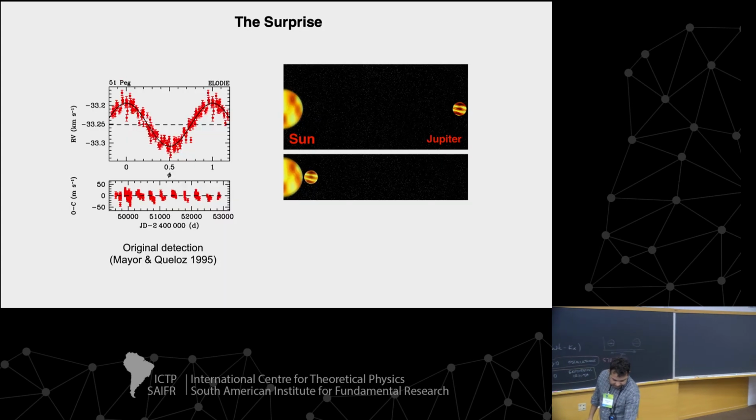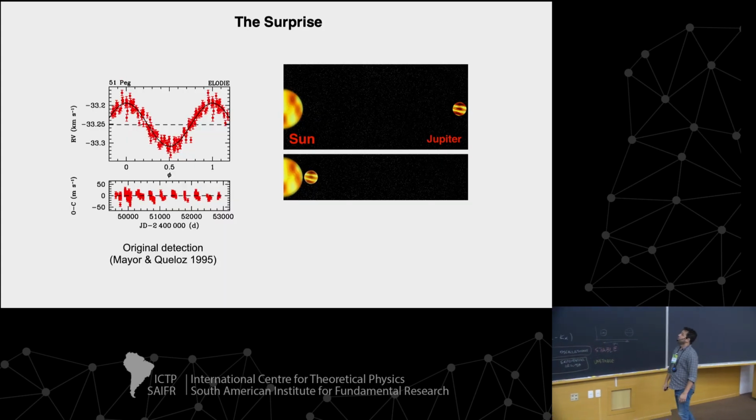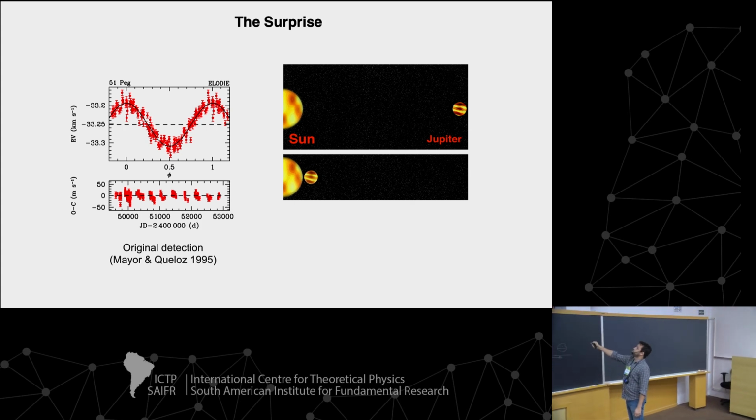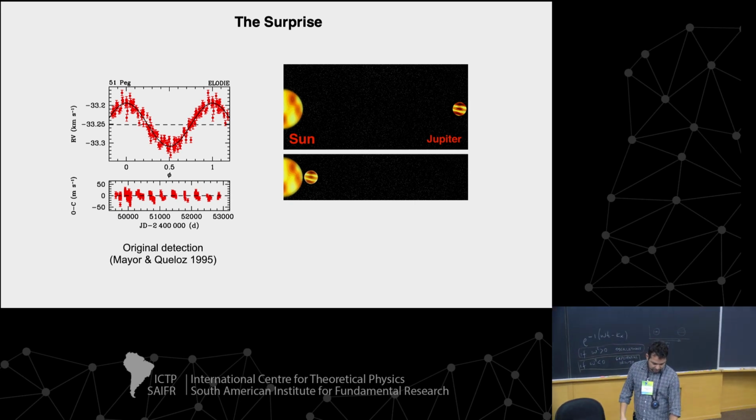And then comes 51 Peg, the first exoplanet. Surprise, surprise. This is the Sun and Jupiter, and this is 51 Peg. It's like a super Jupiter. I mean, it's a Jupiter-sized planet, very close to the star. So the existence of hot Jupiters led to planet migration as a possible explanation.